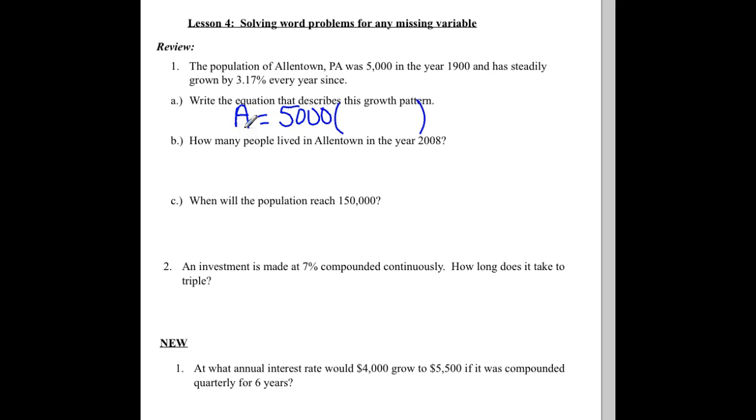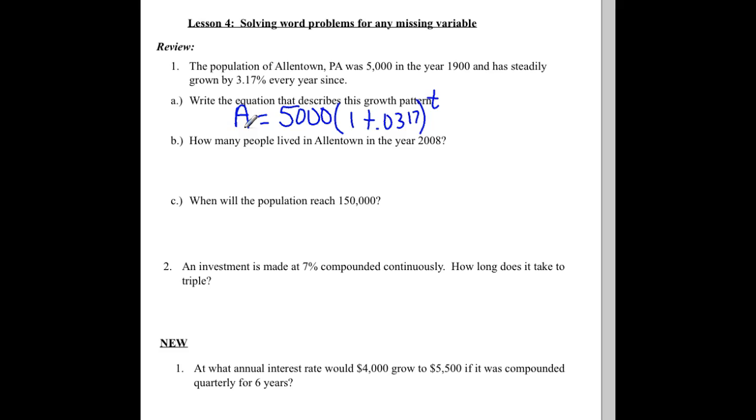Okay, what's happening to it? Growing, decaying, what's happening? It's growing. How much? 3.17% we would write as what? 0.0317. And it's happening every year for t years. Okay. So that's your generic formula for this specific question.